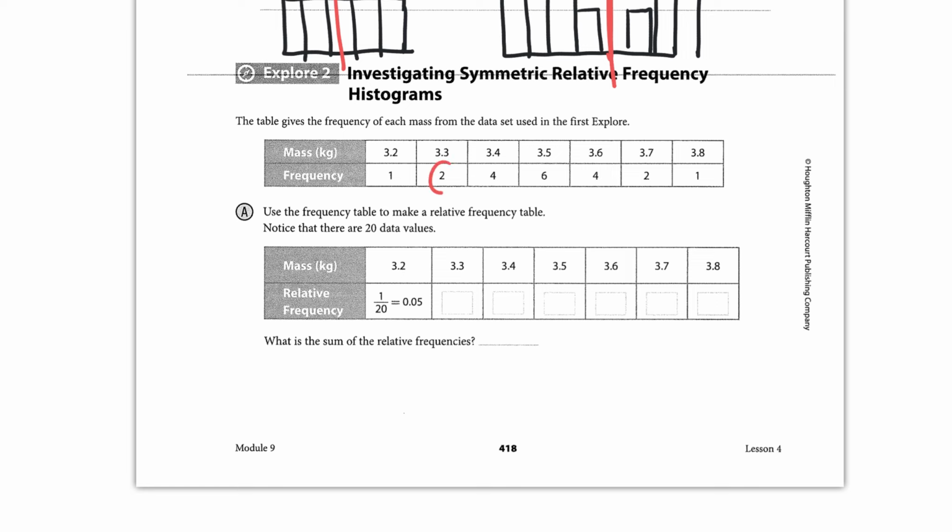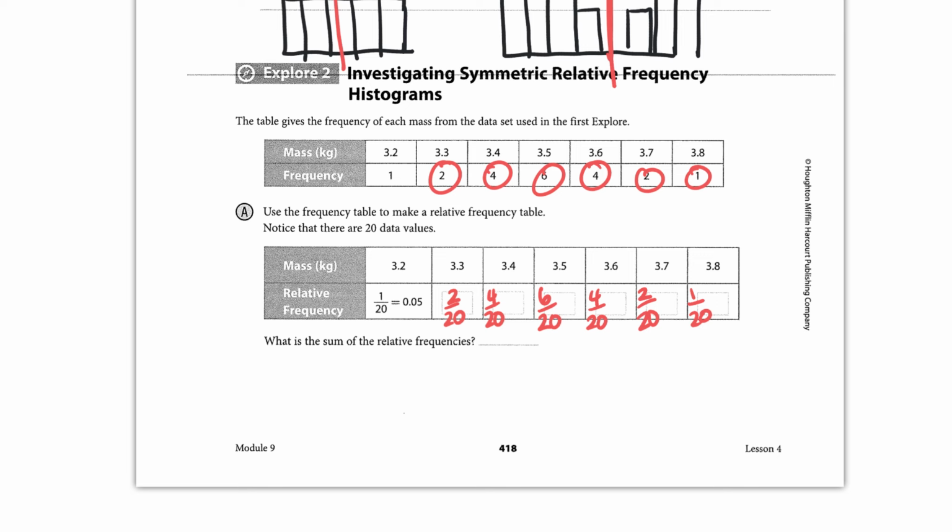2 out of 20. There were 4 3.4s out of 20, 6 3.5s out of 20, 4 3.6s, 2 3.7s, and 1 3.8. Now, if we add all those up, and you can do the decimal version if you'd like.